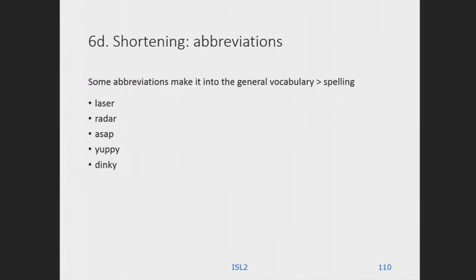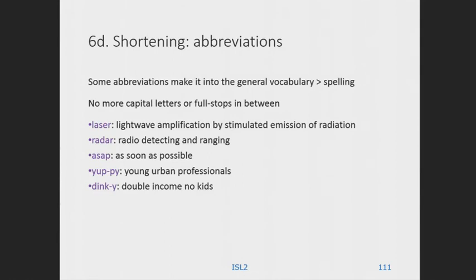Now, some abbreviations do not retain these capital letters or the full stops in between that we sometimes have. Like laser and radar and ASAP, which I still learned as A-S-A-P, but which nowadays can also be said as ASAP. And I don't know if you're still familiar with yuppie, because it's such an old word, but more recent is the dinky. A person who's in a couple where both have an income and they don't have a kid, so they usually are able to afford more things. They're dinkies, the double income, no kids people.